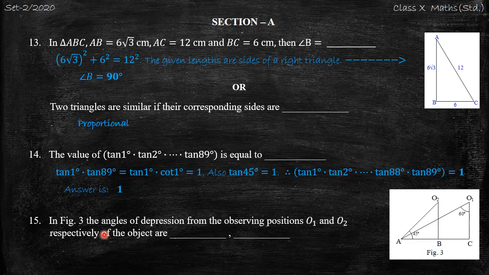In this figure shown, the angles of depression from the observing positions O1 and O2 respectively of the object are. You know the angle of depression is measured from the horizontal line at the observation point. So here you can see the angle of depression is 30 degrees, which is 90 minus 60. And here, since this is 45, this also is 45. So the angle of depression here is 45.